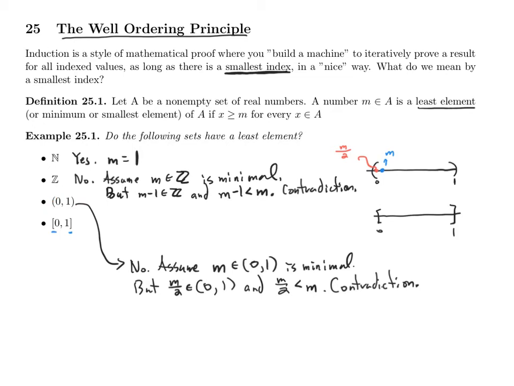However, the closed interval, I'll do this in blue, the closed interval does. And of course, that is 0. Take any number in 0, 1 inclusive, it's going to be greater than or equal to 0, since 0 is the smallest thing in there. So that is a least element.